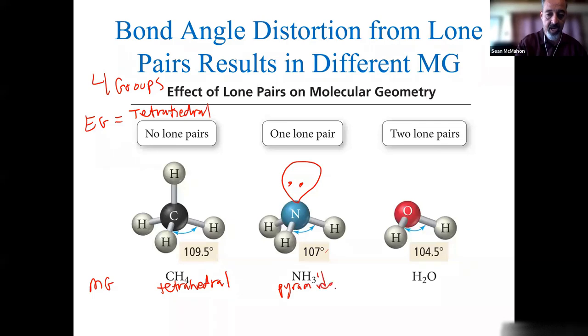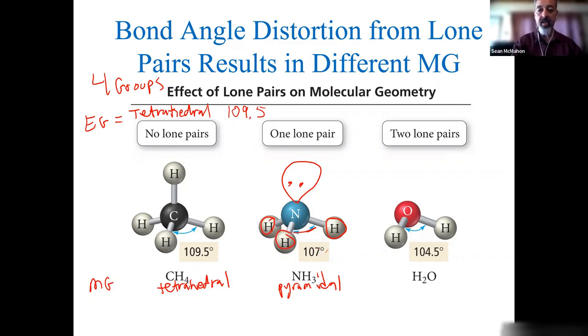Now remember, I only want you memorizing 3 angles: 180, 120, 109.5. Tetrahedral electron pair geometry gives me a 109.5 angle. I said when there's a lone pair sitting on the central atom, it distorts the angle because it actually squeezes this down more. So that squeezing causes this angle to get smaller. So a pyramidal molecular geometry, even though it has 4 groups, what are the 4 groups? 1, 2, 3 hydrogen atoms and 1 lone pair.